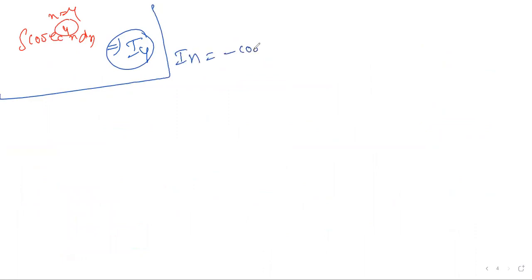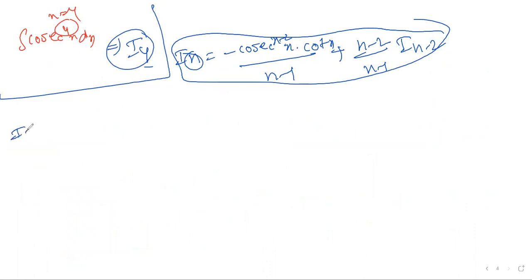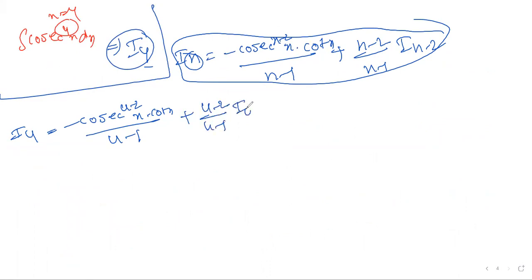Integration of cosecant power n of x equals minus cosecant power n minus 2 x into cot x by n minus 1, plus n minus 2 by n minus 1 into I n minus 2. This is the formula just before we derive. Now replace n by 4. So I4 is equal to minus cosecant power 4 minus 2 x into cot x by 4 minus 1, plus 4 minus 2 by 4 minus 1 into I4 minus 2. Nothing but this is I2.